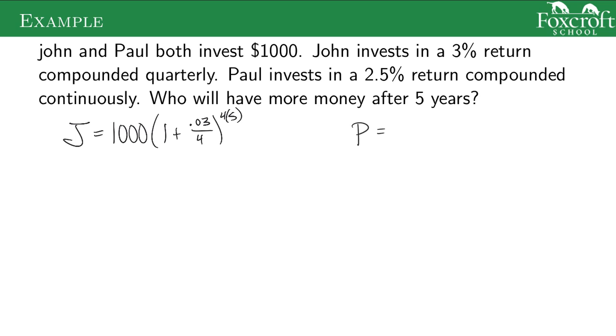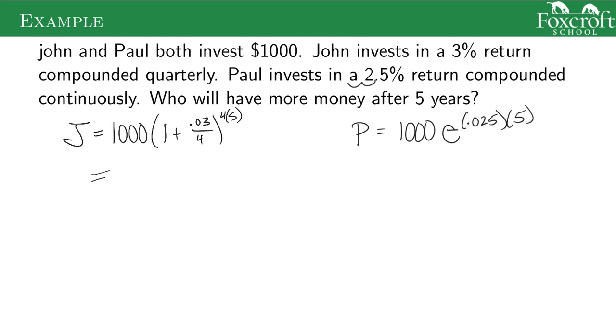Paul's is being compounded continuously, so we're going to use the new formula, P e to the RT. So our principal is still 1,000. E is the base of an exponential. The rate is 2.5%. If I move that decimal point over 2, I get 0.025, and for 5 years.